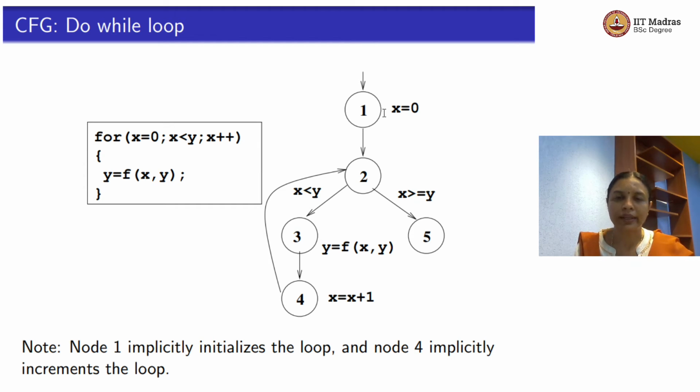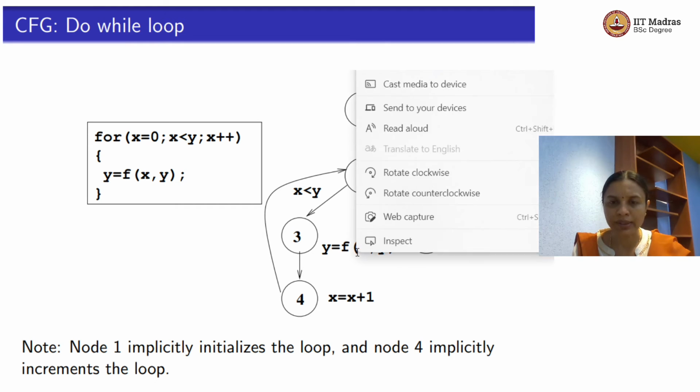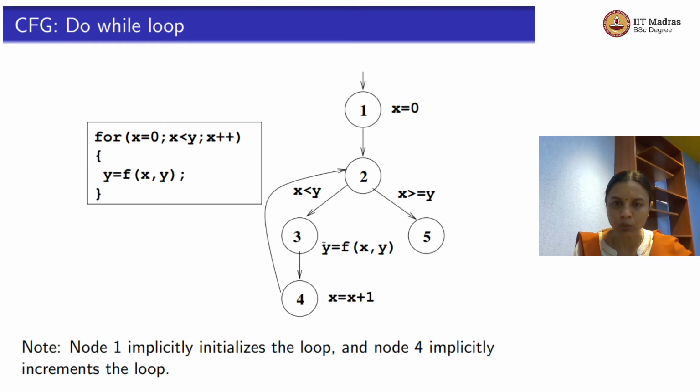To start with, x is equal to 0, and then node 2 represents this actual for loop statement. Two edges go out of node 2: one when x is less than y, in which case we enter the for loop and execute node 3, which represents the statement y is equal to f of x y. Then we increment x plus plus, which we have given as x is equal to x plus 1, and go back to checking whether x is still less than y at node 2. Exactly the way for loops work.